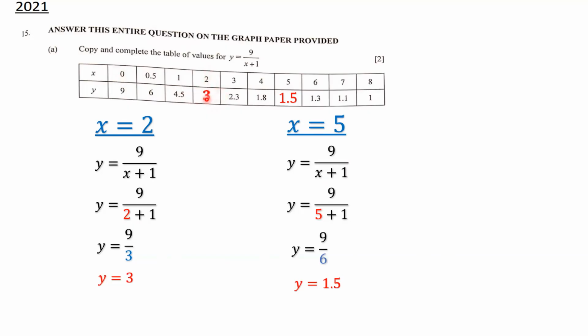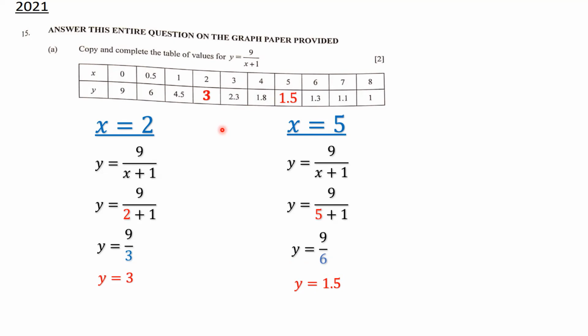Now, I already have 3 here because I actually calculated it. But before the question was solved, this was actually blank. So we do not know what this number is yet. Let's pretend that the 3 and the 1.5 were not here initially. We got those numbers by calculating, and that's what I want to show you, how I got the 3 and how I got the 1.5.